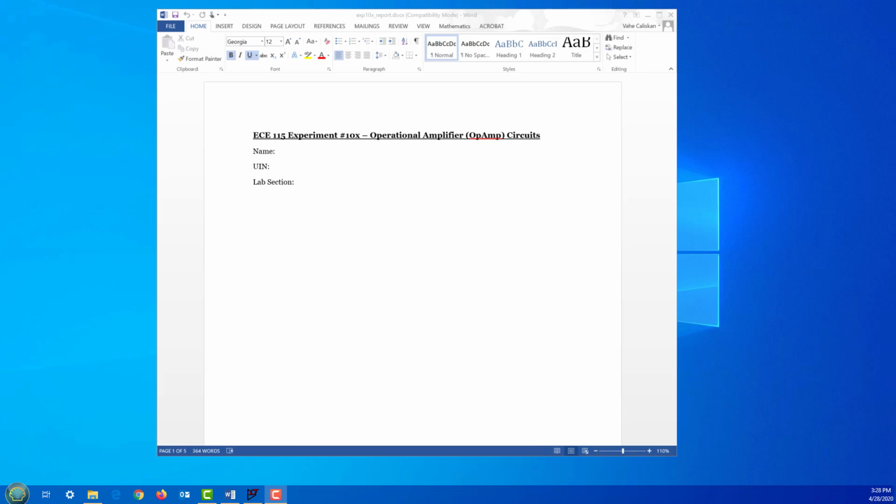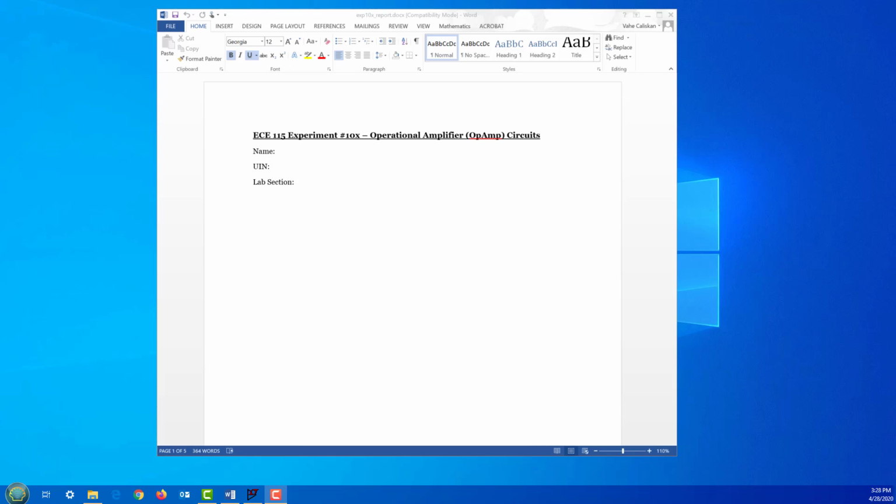Although we can do a lot more with it, this will give you a feel for how we set things up, how we analyze things, etc. So just to show you what the experiment report template looks like.